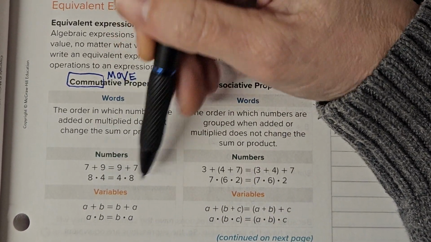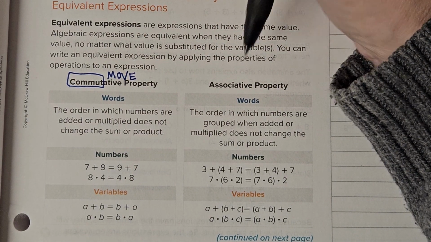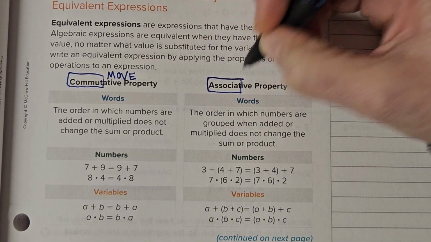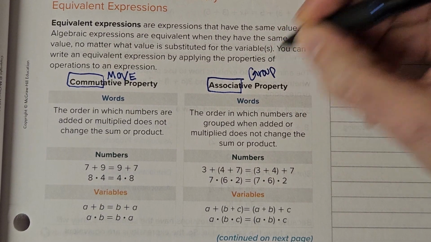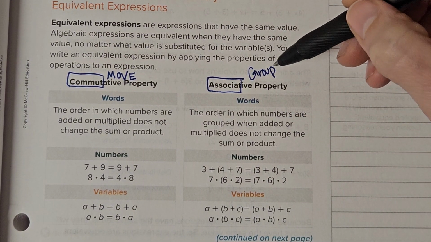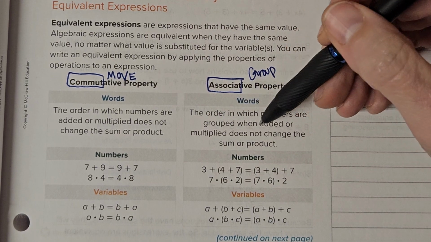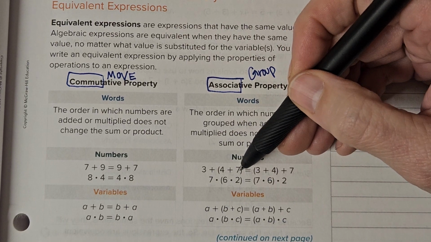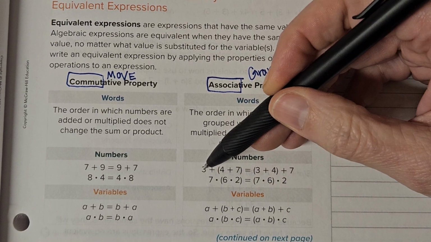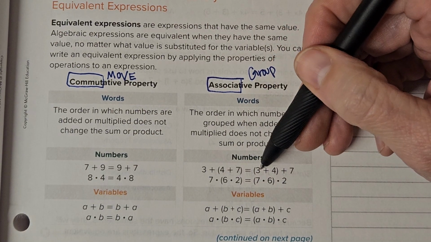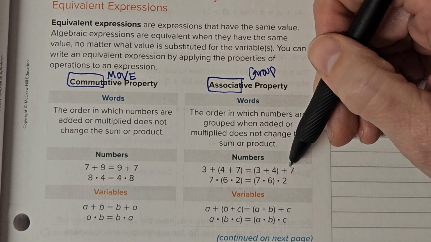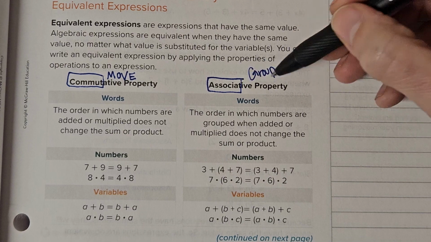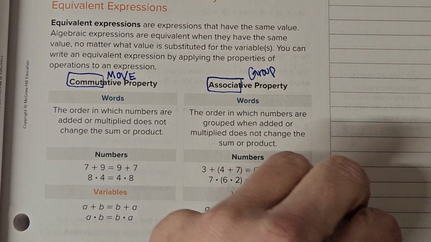8. You can multiply and add in any order you want, which is different than the associative property, which has to do with who you associate with. Okay, so you associate with people in a group. So the associative property has to do with grouping. The order in which numbers are grouped when added or multiplied does not change the sum or product. You could do 4 plus 7 first and get 11 and then add 3 and get 14. Or you could add 3 plus 4 first and get 7 and add 7 and get 14. Okay, so the associative property is for associating or grouping, and commutative property is for moving.